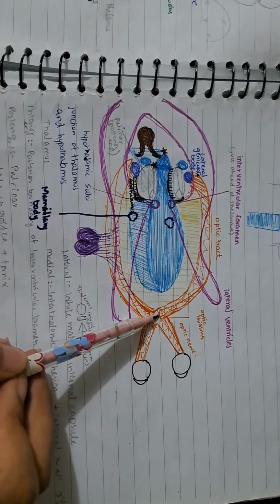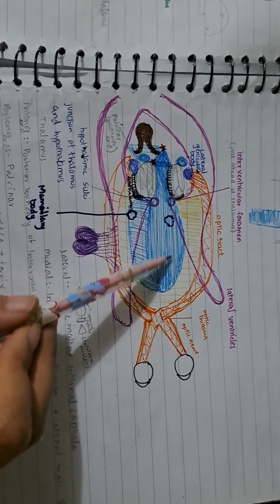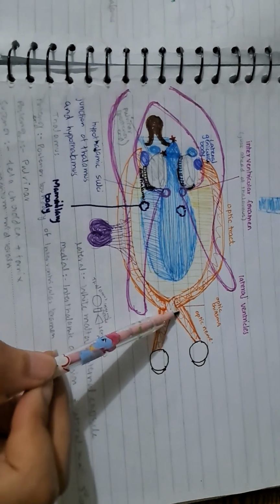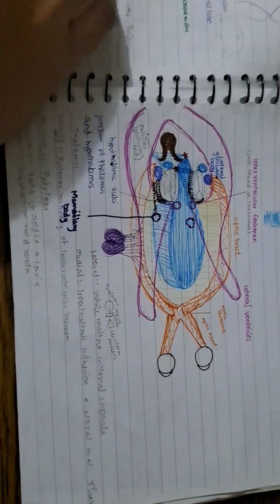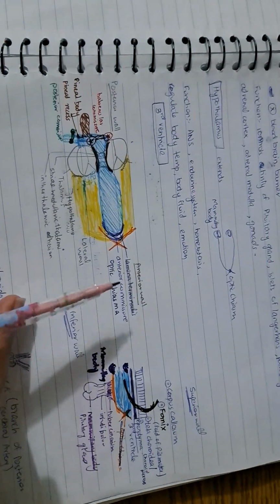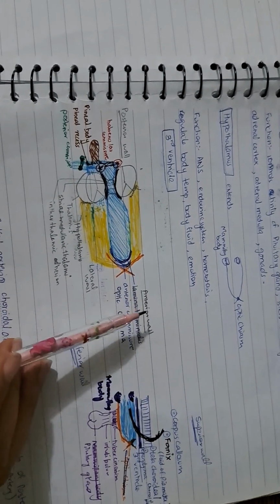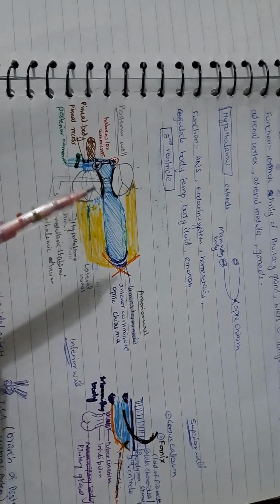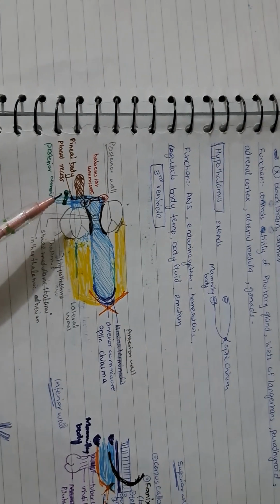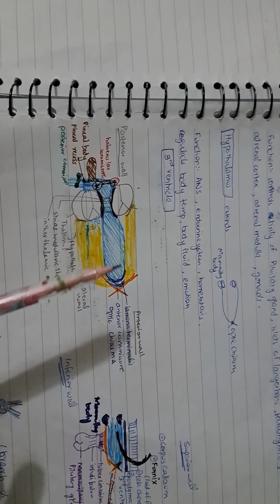So anterior to the third ventricle, which is this, we have the optic chiasma present, okay? And we also have the anterior commissure. So we're done with the anterior wall boundaries. Next, coming forward, we're going to discuss the posterior wall. So the posterior wall is formed.